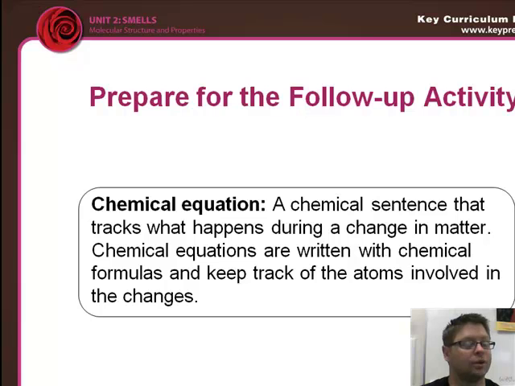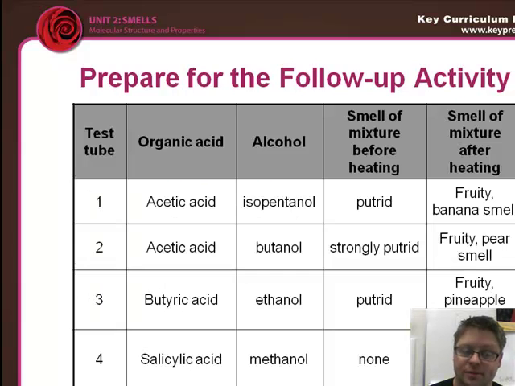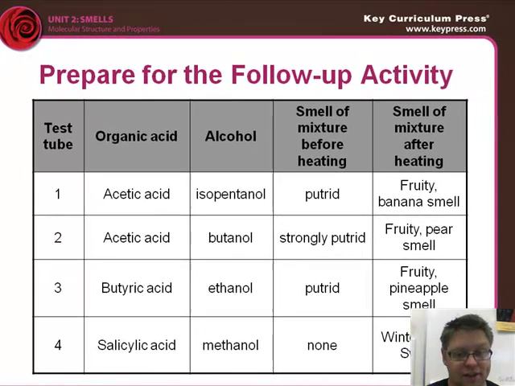The first thing we know is chemical equations. A little bit of review. It's a sentence that keeps track of what happens during change in matter. Chemical equations are written with chemical formulas and keep track of the atoms involved in the changes. We know that the mass before and the mass after the reaction has to be the same, with the number of atoms. In the test tubes here, you may have gotten different smells than this, but these are some samples of smells you could have gotten.